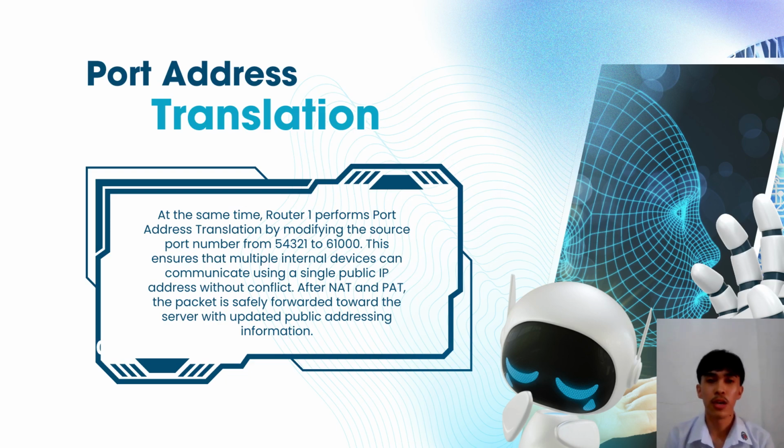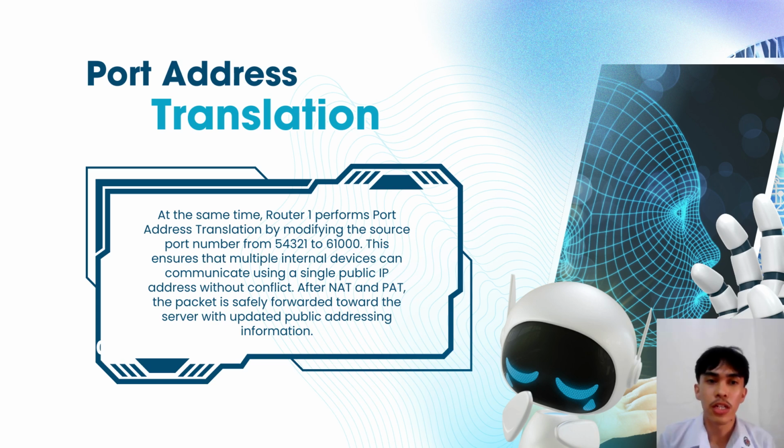Through NAT, router 1 replaces the private source IP address of the packet with the router's public IP address. This allows the packet to be recognized and routed across the internet. At the same time, PAT modifies the source port number. This enables router 1 to keep track of multiple internal devices communicating with external servers using a single public IP address. Each connection is uniquely identified using different port numbers.